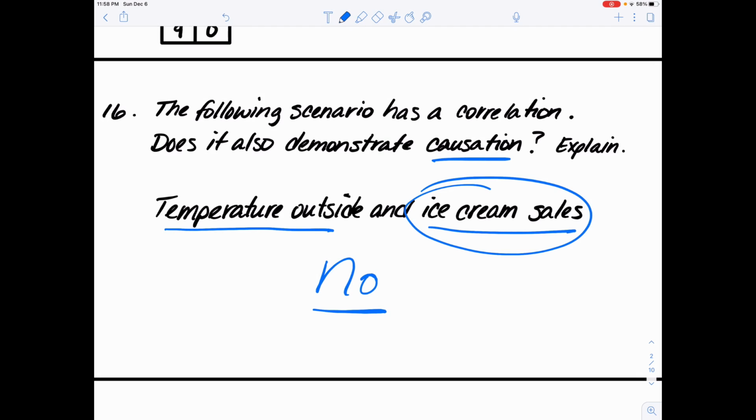So in this case, there is no causation. It doesn't directly affect one another. Just because the temperature goes down, that does not necessarily mean that Mr. Bell's not going to go buy ice cream from the store. I'm going to eat ice cream if it's cold or if it's hot outside because I like the way it tastes. So this is an example of two things that have a relationship, have a correlation, but not a causation.